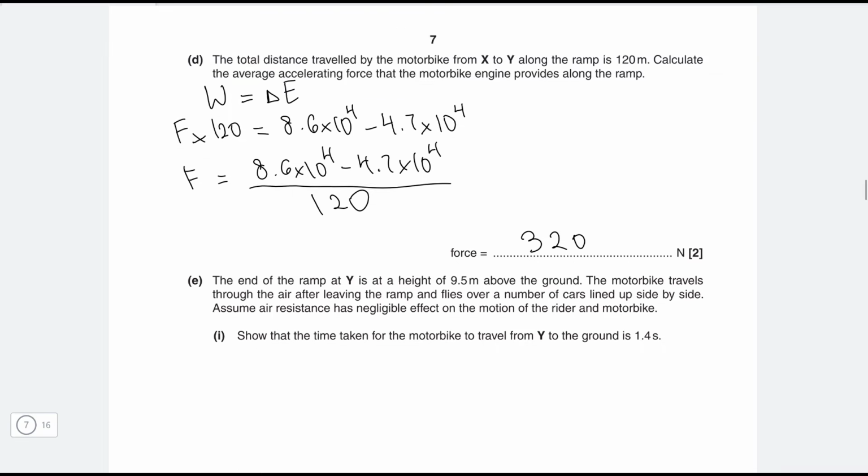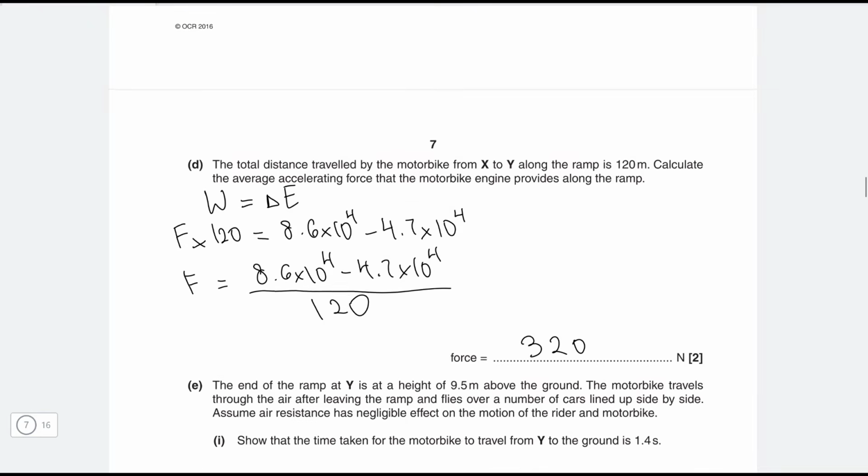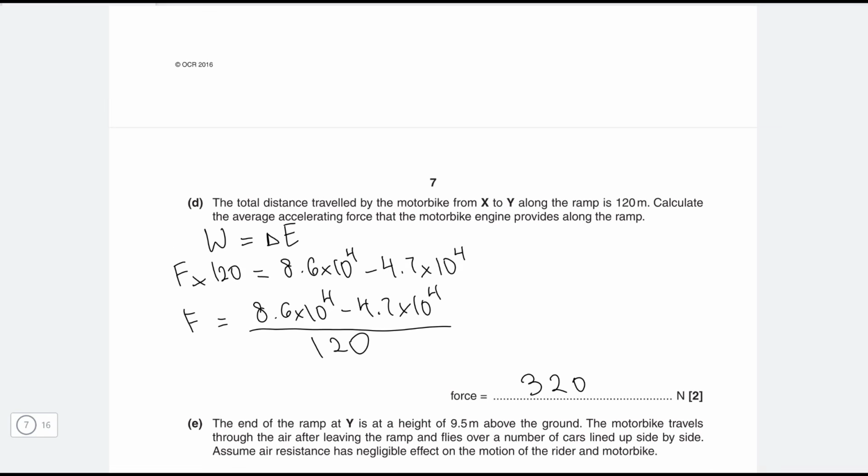The rest of this question involves using the SUVAT equations, and I'm not going to be solving them because we have done plenty of videos on the SUVAT equations. We'll do more in the future, but for this video, I would like to focus on work, energy and power. So on to the next question.